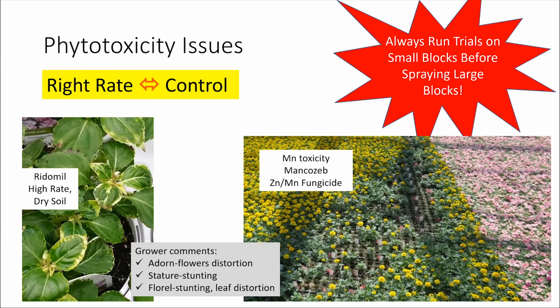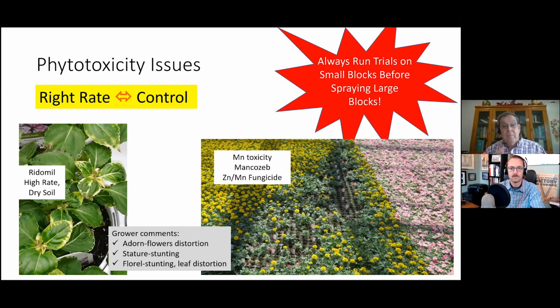Some of the other things that we've had from grower comments is, of course, this comment about adorned flowers, distortion, and then also we've seen stature as a drench when it's applied to drier soil. And of course, we do want to just remind everyone that Florel, which people will use on impatiens at times, you can get leaf distortion and stunting if applied incorrectly. So there's a number of different chemicals that can give you phytotoxicity, and of course, you as a grower are responsible for checking out, is my method of application, is my rate correct?